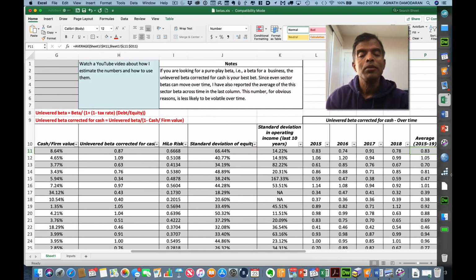Finally, in the last few columns, here's what I do. The betas for entire sectors can change over time. So I've kept track of what the unlevered beta for advertising has been in previous years, and I compute an average across time on this number. Think of it as an average of an average. I'm using the law of large numbers to work in both dimensions for me. So if you're worried about a single year's average being strange, you can use the average of the averages.